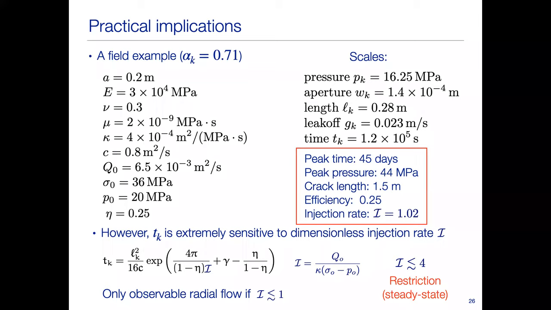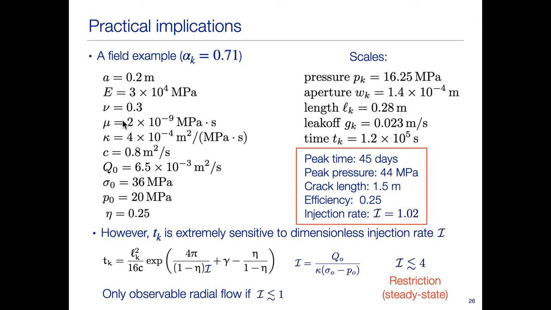I'm still looking at the practical implication. Of course, we are looking at that from a 2D point of view, so we have to scale, for example, the injection rate by the thickness of the reservoir. Those are possible values, but not believable values. Let me put it this way: they are inspired from a field test.